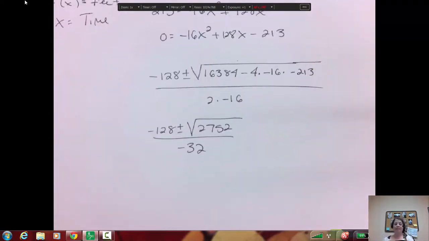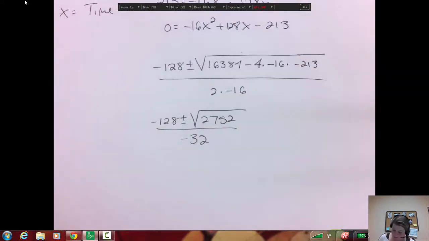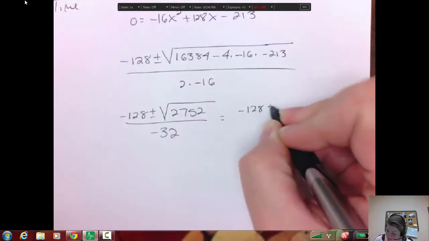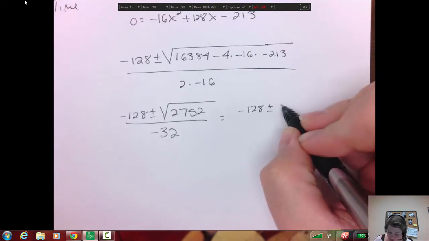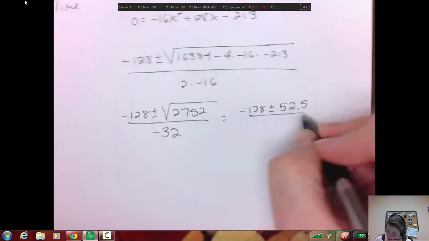Whoop, that's kind of ugly. So I want time in terms of seconds. I want a decimal answer. I do not want an exact answer on this one. So therefore I have to find the decimal and calculate that out. So I'm going to put that in my calculator. The square root of 2752 is going to give me about 52 here. So I'm going to have negative 128 plus or minus, I'm going to round it to 52.5, over negative 32.